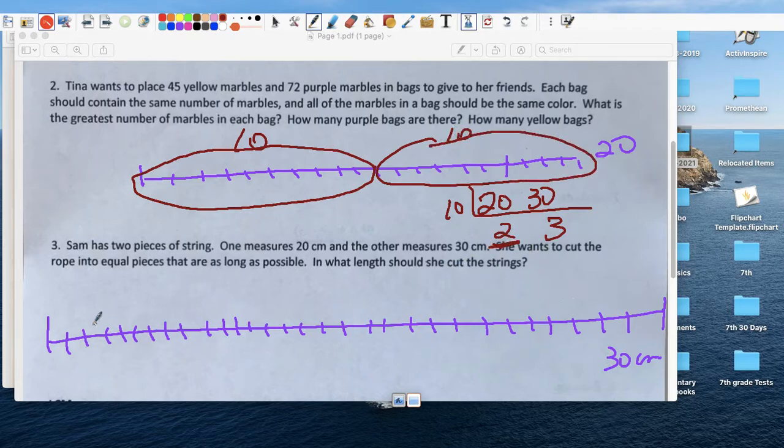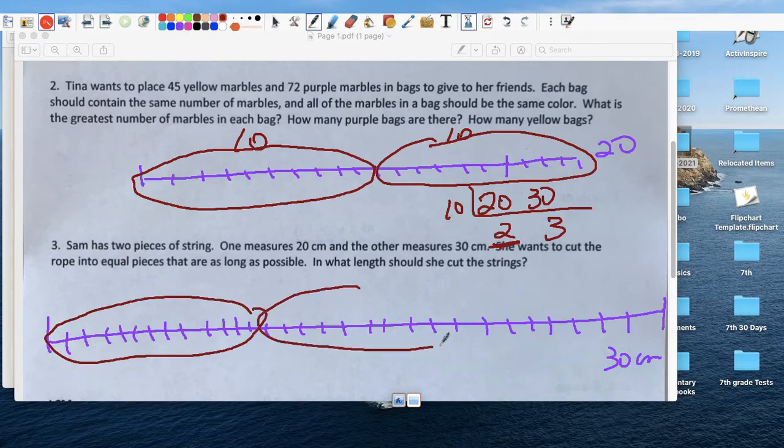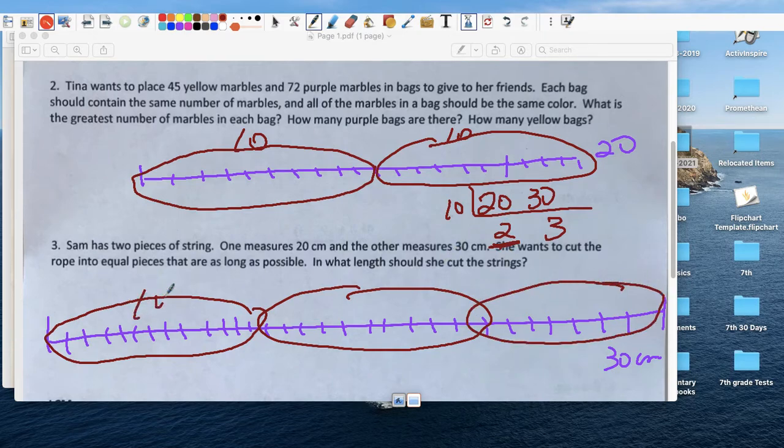On the one that's 30, I can cut it 3 times. And I'm not going to count, but I can count 1, 2, 3. Okay, just pretend to count. And again, look, 10, 10, 10. Can I cut this any bigger? I can't. Okay, so the biggest size, of what length should she cut the strings? Each string should be 10 centimeters long. Okay.